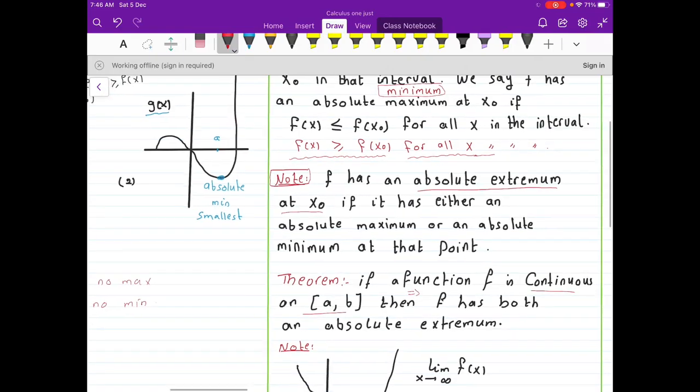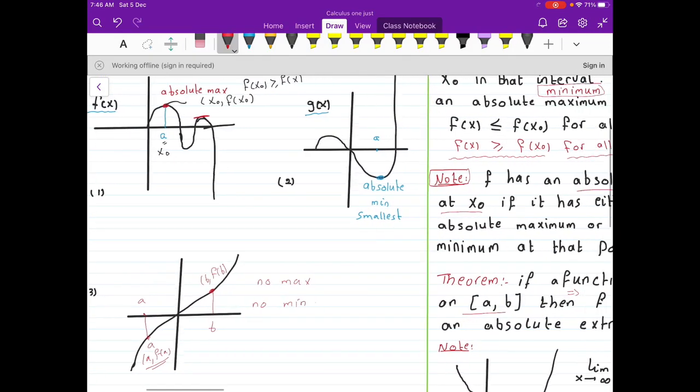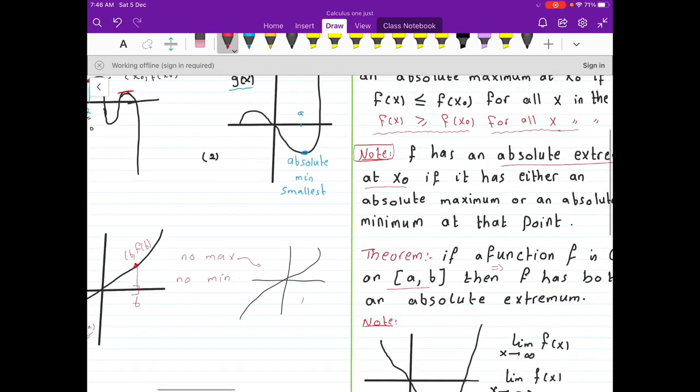Notice this function, when we defined it earlier, has no max and no minimum. But when we define the function on a closed interval and it is continuous, it must have an absolute extremum, either max or minimum. So notice this function has an absolute minimum and absolute maximum. But this function has no max and no minimum because it is defined on R, not a closed interval.